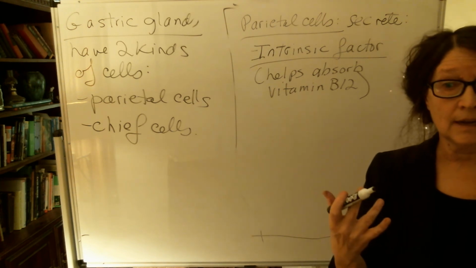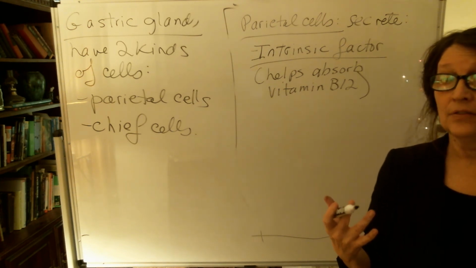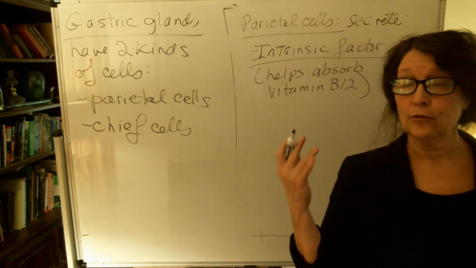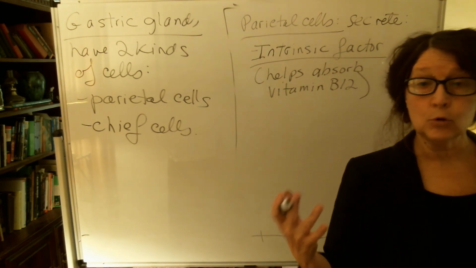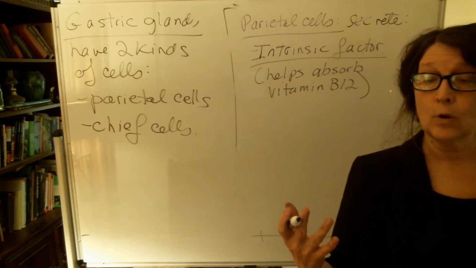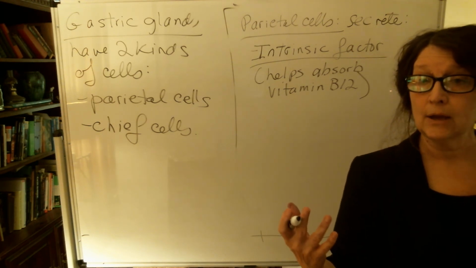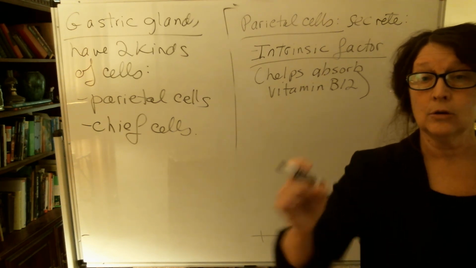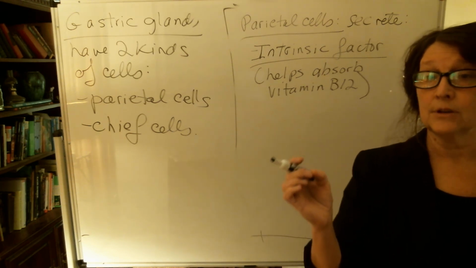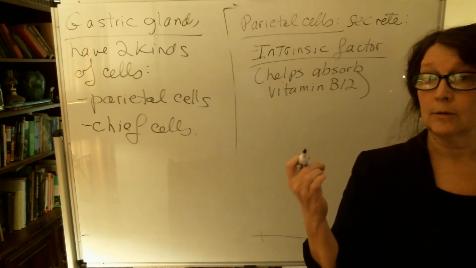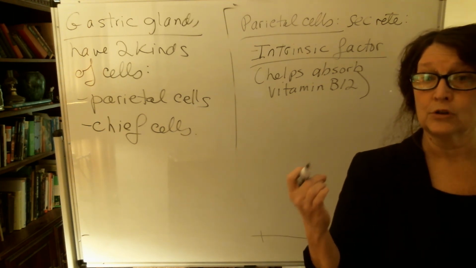You can still get it by way of a shot. This is why if you have had people who have had their stomachs removed, if they have had stomach cancer, for instance, this is why you then have to have people like that getting vitamin B12 shots, because without the stomach, there is no intrinsic factor, and without intrinsic factor, you can't absorb vitamin B12 through your diet.